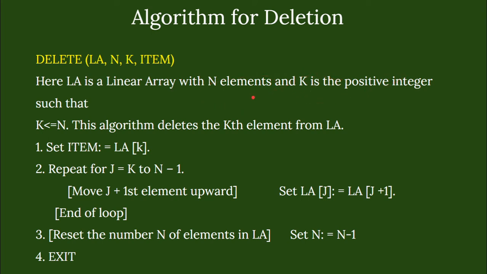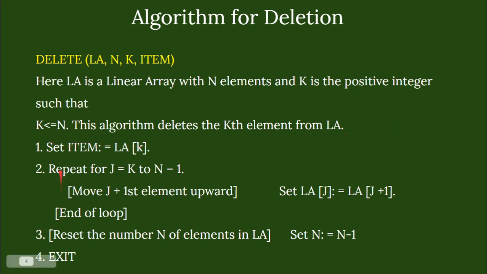Okay, you can say 1, 2, 3, 4 position. We cannot say -1 position. So the k is always a positive integer, such that k is less than or equal to n. That means this k value is always within the array size. And then this algorithm deletes the kth element from the linear array.